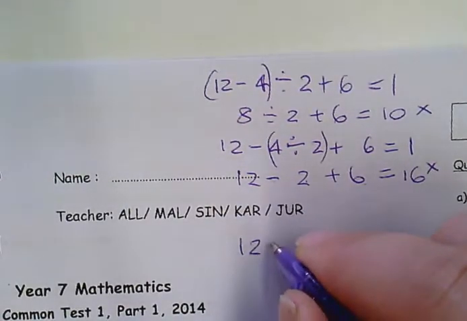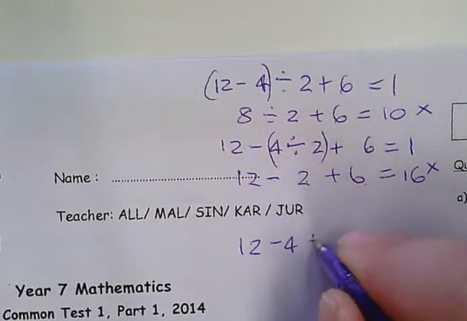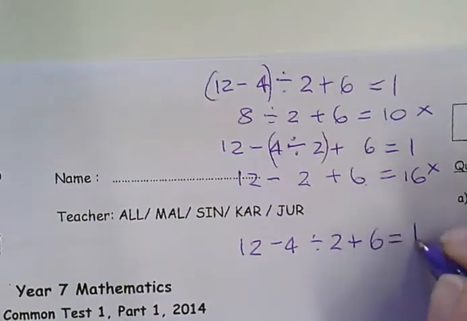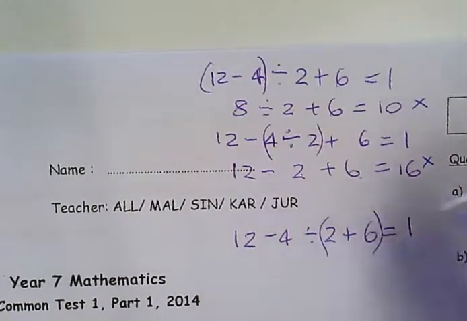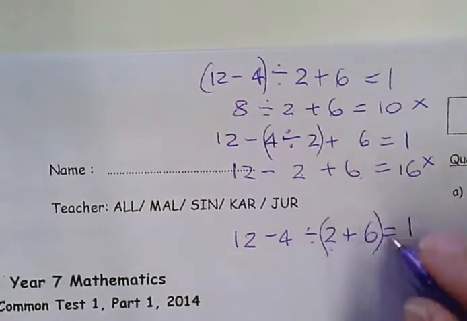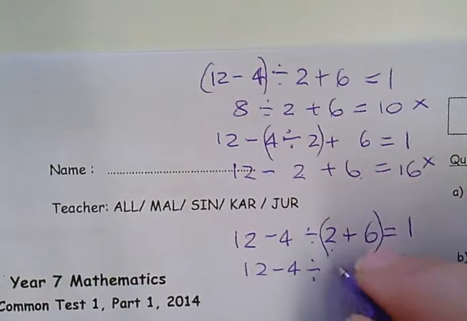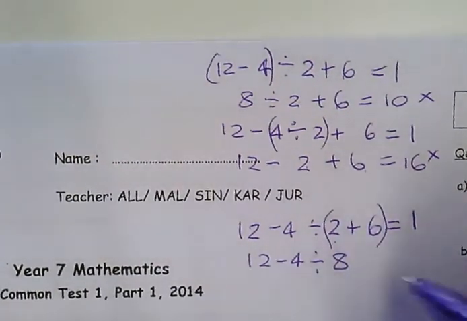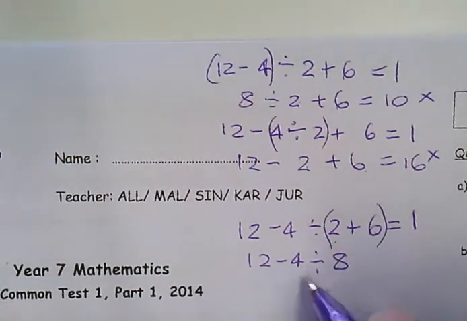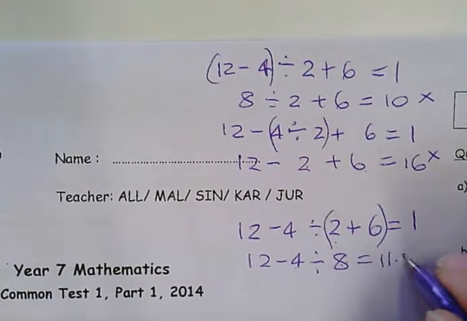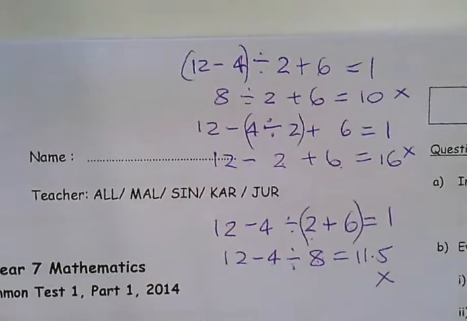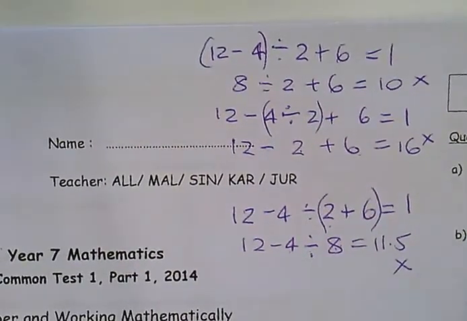Or I could try putting brackets at the end, like here, and I have to do 2 plus 6 first. So I've got 12 take away 4 divided by 2 plus 6, which is 8. Now, if I try that on my calculator, I have to do the divide first. 4 divided by 8 is a half. That would be 12 take away a half. I'd get 11.5. Now that is not the answer, so obviously that's not working.